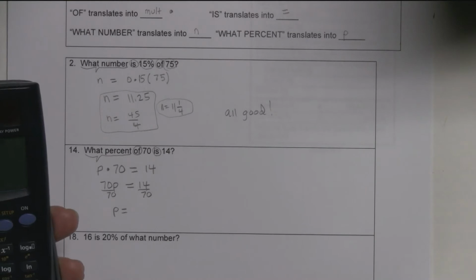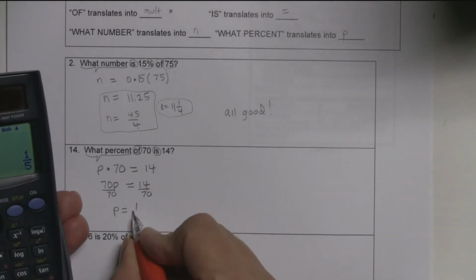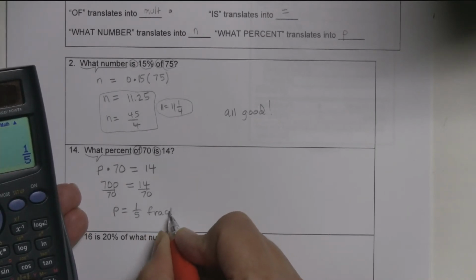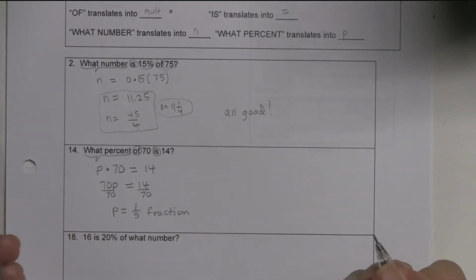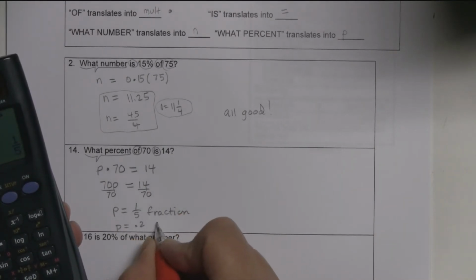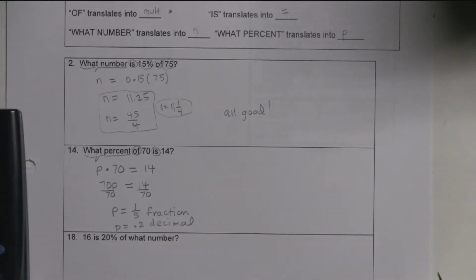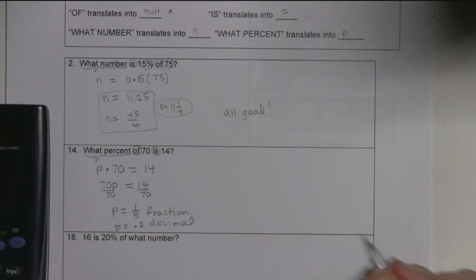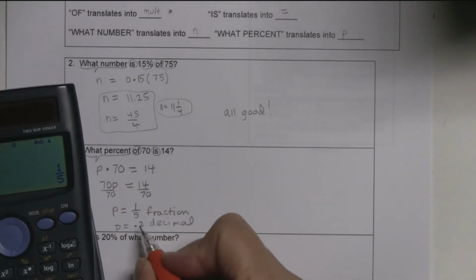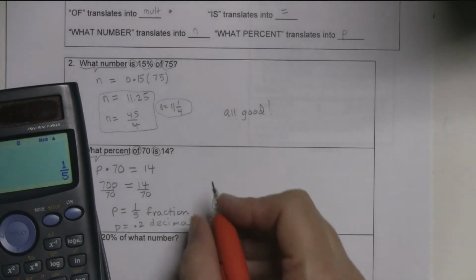Our percentage is being represented right now as 1/5 as a fraction. You could also be writing it as a decimal if you wanted. That would be 0.2 as a decimal. So either one of these, but that's not what they asked me for. What they asked me for was the percentage. So I need to either convert this to a percent or convert that to a percent. And either way, you'll get the same answer.